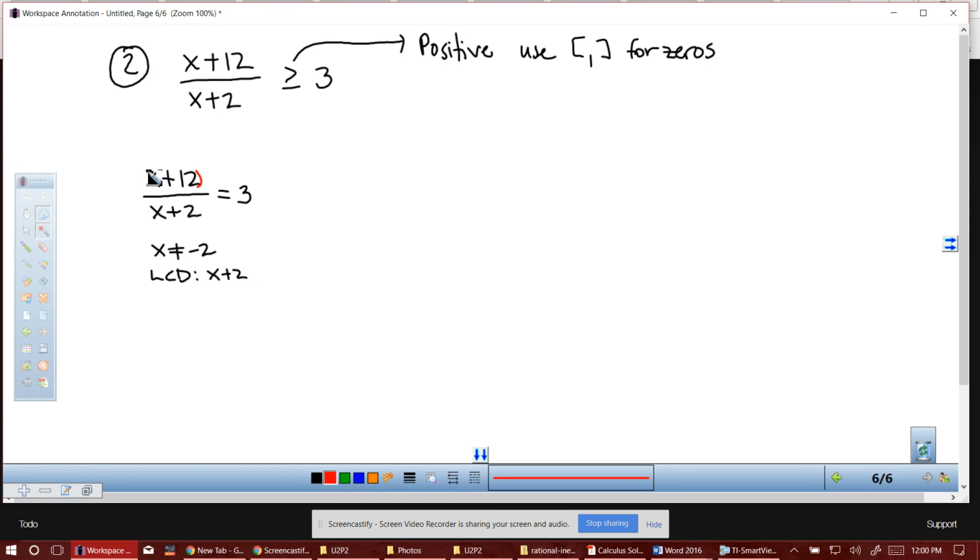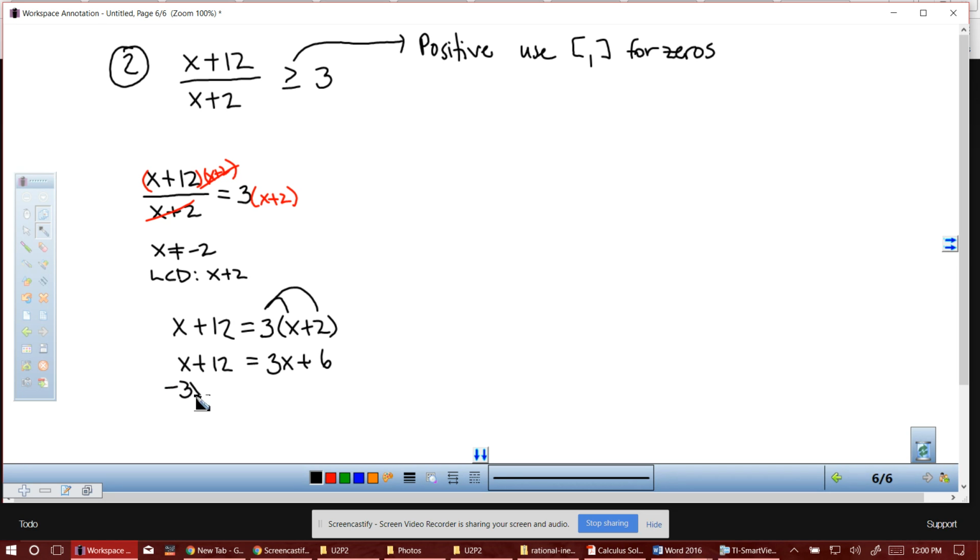As I multiply each term by x plus 2, my first term, they cancel. I've got to do each term though, so make sure I do both. So I'm left with x plus 12 is equal to 3 times x plus 2. I'll distribute right here on the side, and that will give me 3x plus 6, and then I have x plus 12. I'll minus 3x over, I'll minus the 12 over, and I have negative 2x is equal to negative 6. Divide by negative 2, and I'll get x equals 3.